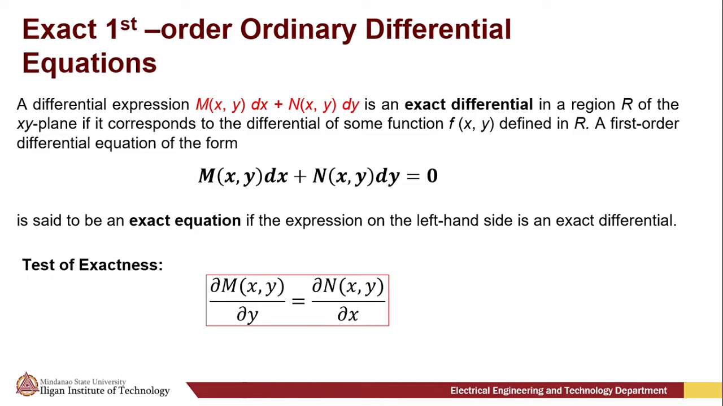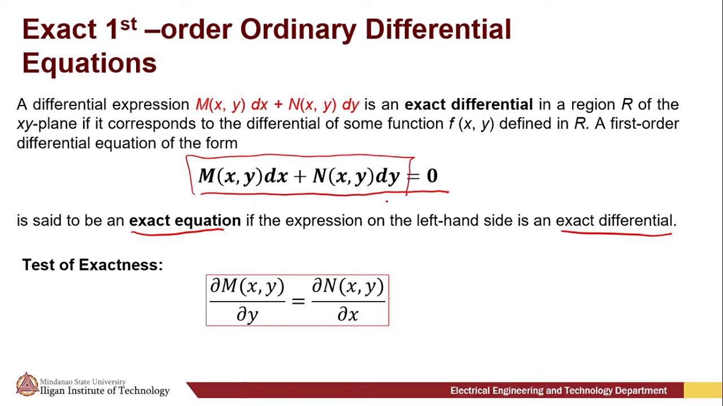So, a differential expression M(x,y) dx plus N(x,y) dy is an exact differential in a region R of the xy plane if it corresponds to the differential of some function f(x,y) defined in the region R. So a first-order differential equation of the form M(x,y) dx plus N(x,y) dy equals 0 is said to be an exact equation if the expression on the left-hand side is an exact differential. So the left-hand side of the differential equation must be an exact differential.